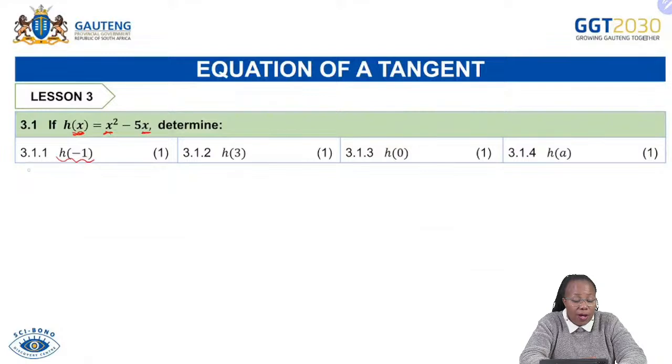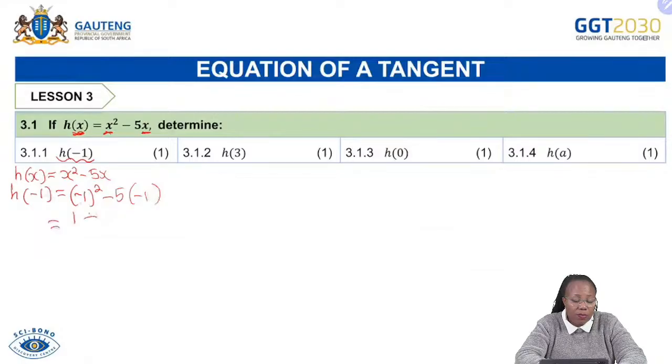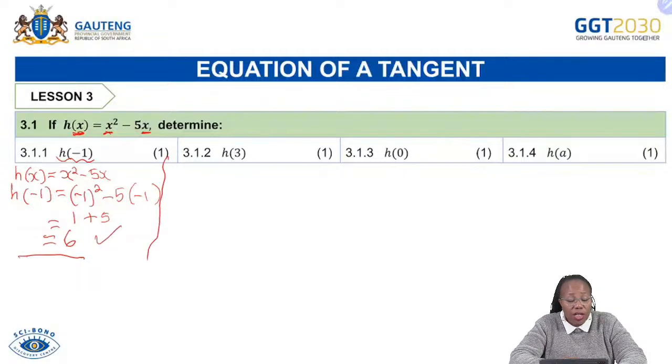So we are going to take our h of x, x squared minus 5x. Wherever we have x, we are going to substitute with the minus 1. Minus 1 squared minus 5 times minus 1. And then this will be equal to a minus 1 squared is a 1, minus 5 times minus 1 is a positive 5. So the answer will be 6 for that. That is your h of minus 1. Only 1 mark for that. And then h of 3, it means take your h of x, wherever you have x, substitute with 3.